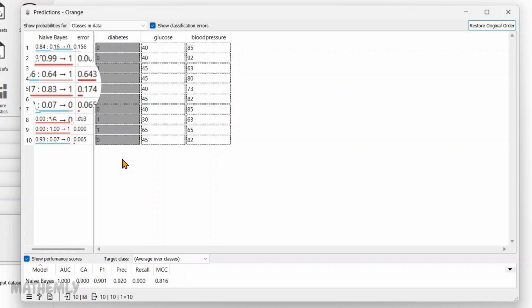And that is our complete workflow for training and evaluating a Naïve Bayes classifier in Orange data mining. We successfully loaded the data, trained the model, tested its accuracy, and visualized the predictions. And now, we will look at some real-world usage scenarios of this model.